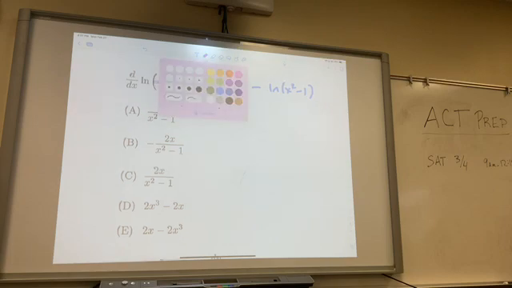What's the derivative of ln of 1? 0. What's the derivative of ln of x squared plus 1? 1 over that, times 2x. Sorry, I didn't mean to write x squared. Times 2x.